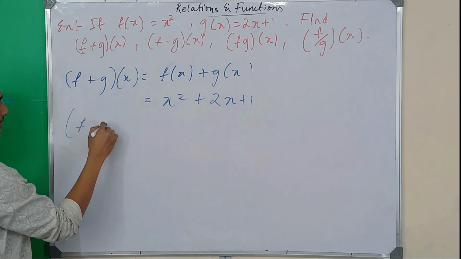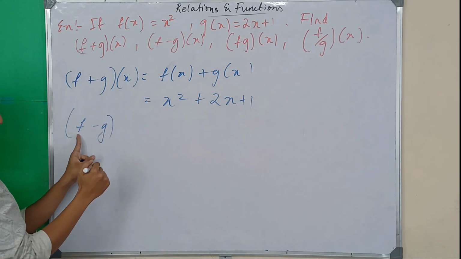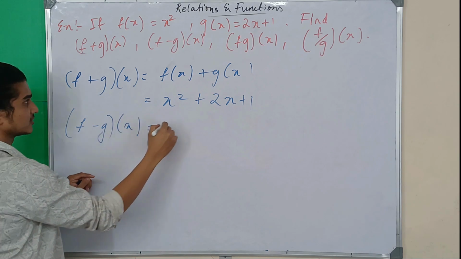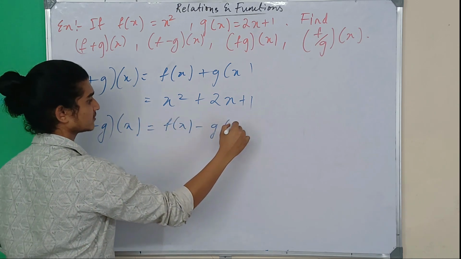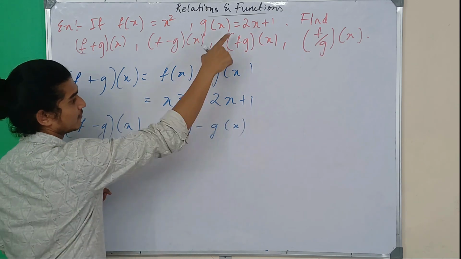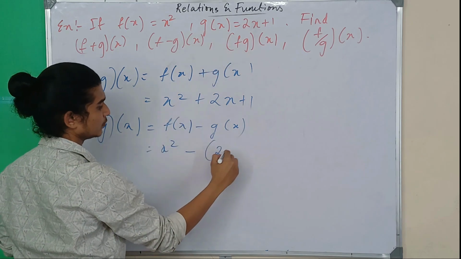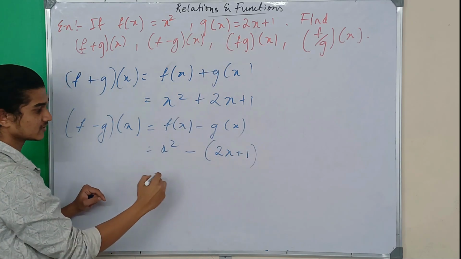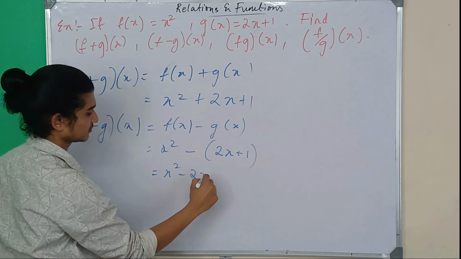Next answer is f minus g of x. So this is f of x minus g of x. So your f of x is x square, whereas minus g of x is minus 2x plus 1. So if you multiply this minus inside, it's going to become this.